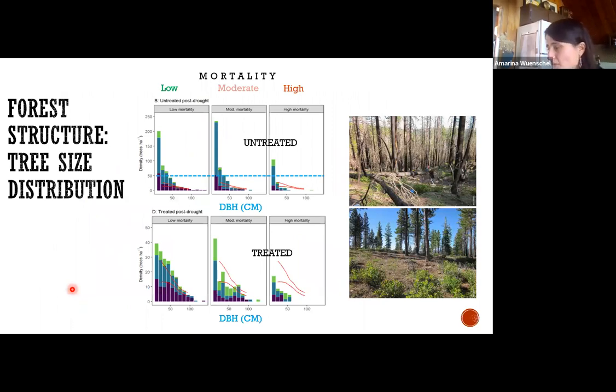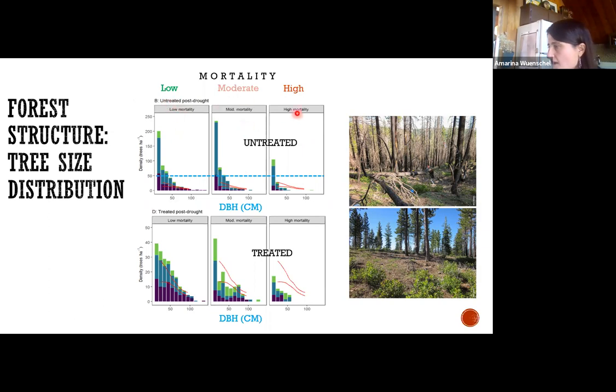Now I'm going to talk about tree size distribution, so just a distribution of sizes of trees. In general, we used to probably have more large trees and fewer small trees, and you can really see this in the untreated stands here at the top. And also here's some pictures just to give you a sense. So the top is an untreated stand. Here is the treated stand.